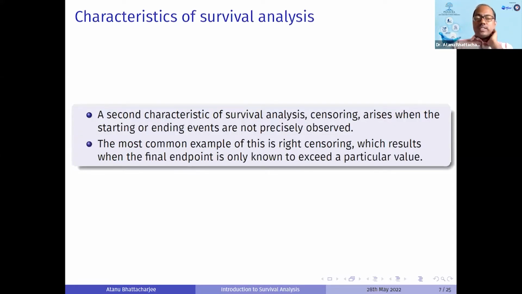The second characteristic of survival analysis is censoring, which arises when starting or ending events are not precisely observed. Another way censoring happens is, well, censoring is basically what I mentioned, that a patient is alive, which is called a censor. But sometimes censoring also occurs before the study entry. So what does that mean?